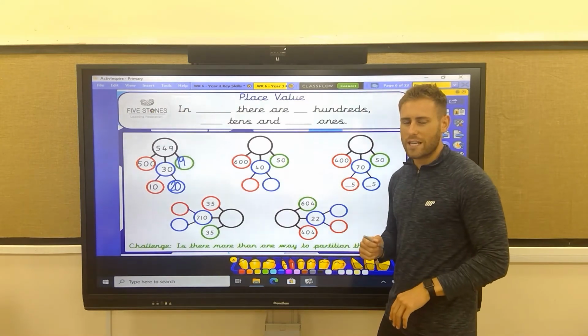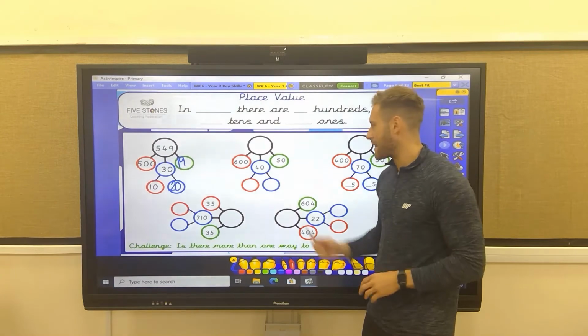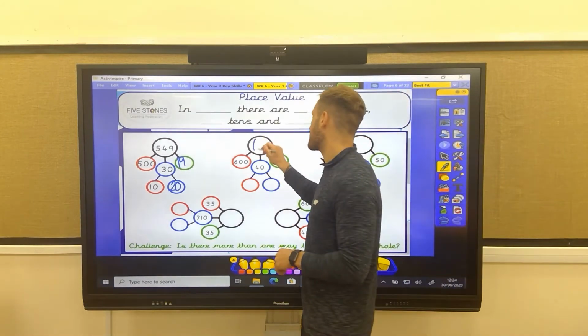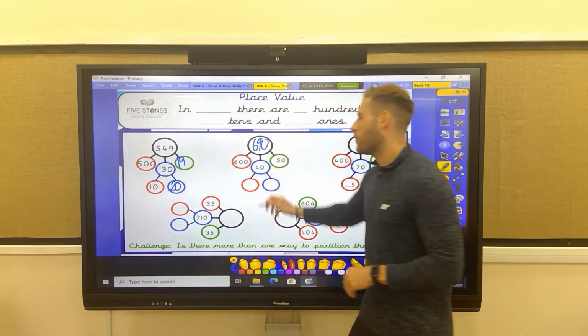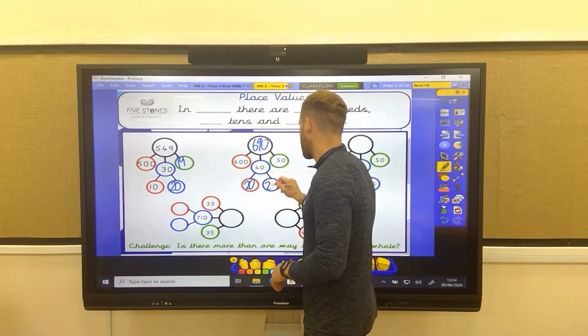650, 40, 50. 50 and 40 are alike, so we need to get them together. 50 and 40 is 90, so actually that's 690. Then your 40 can be partitioned into many, many different ways. Get your adult to check. I'm just going to put 20 and 20 in there.